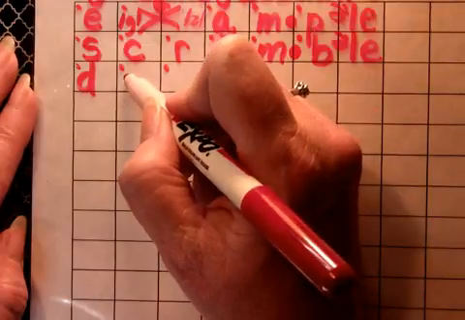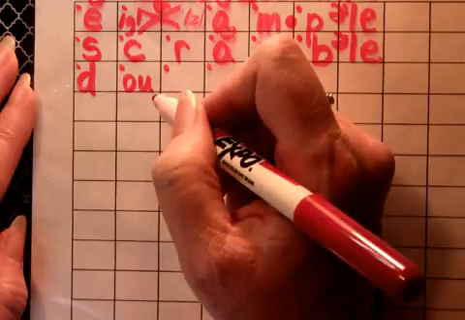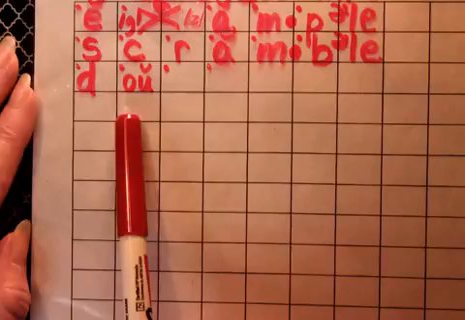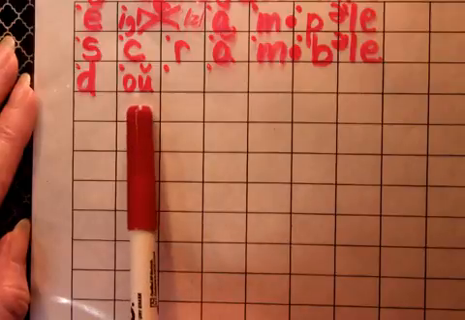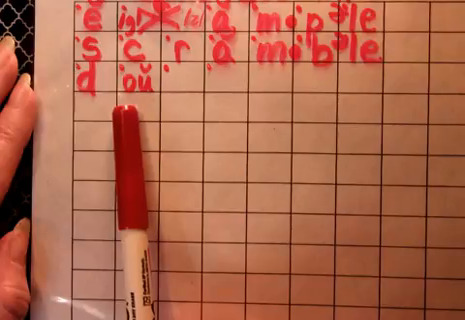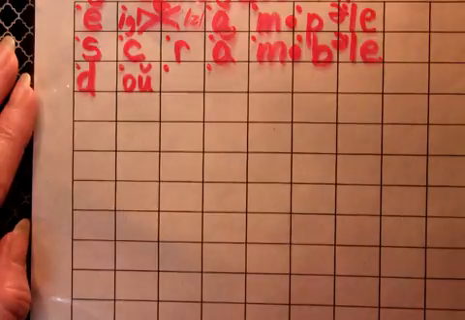In the word double, O-U spells the short U. This is why we do not teach our students when two vowels go walking, the first one does the talking and he says his name. It only works less than 30% of the time. And just like in this word, it does not follow that little saying.